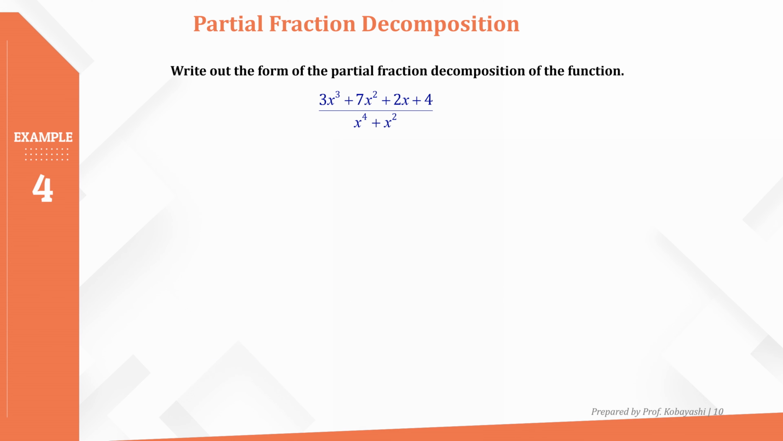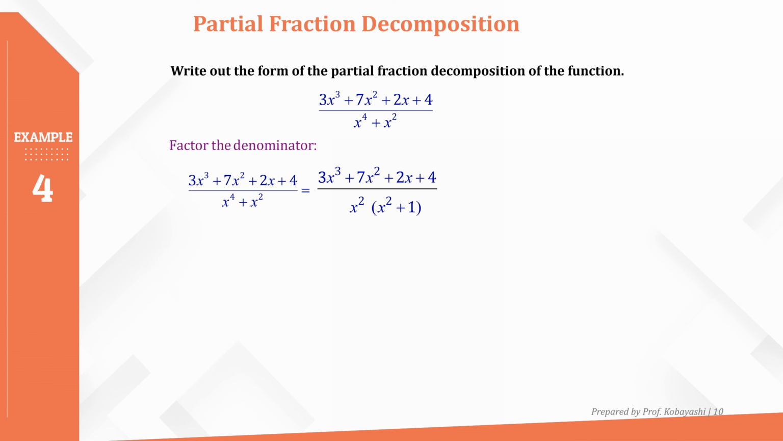Let's look at an example involving quadratics. First, factor the denominator. We can see the common factor x squared. Let's take it out to get the form as shown. Here, we see the quadratic factor, so we could try to factor this part further. However, it cannot be factored, so we will keep it in quadratic form.